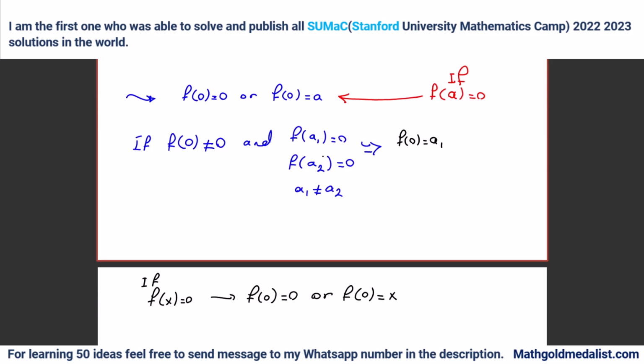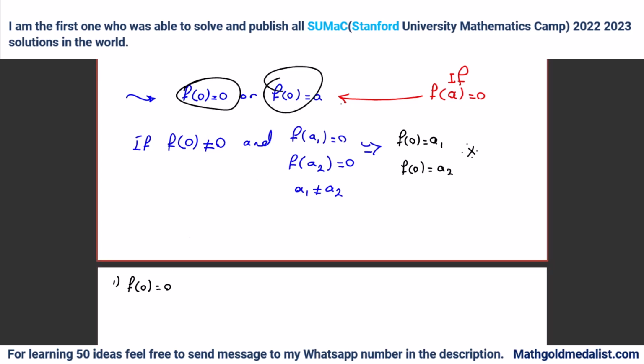So f of 0 is a1. Now, if you consider this one and this one, what can we conclude? F of 0 equals a2. Is it possible? No, it's not, because a1 and a2 are different. So we can conclude that if f of 0 is not 0, we can't have this for two different variables, right? Yeah. Okay, so let's consider the cases that we have. One case is that f of 0 is equal to 0, right?